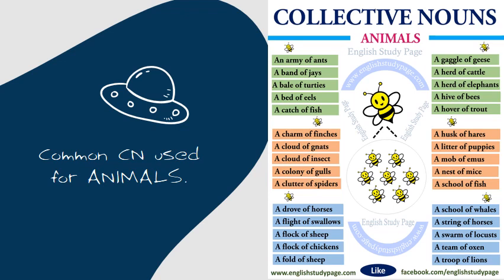So the common collective nouns used for animals. Okay, this is interesting. Look at the green column. It says an army of ants. Okay, a catch of fish, a hive of bees. Now let's look at the pink one. A cloud of insects, a clutter of spiders. And look at the blue one. A troop of lions, a flock of chickens. Okay.